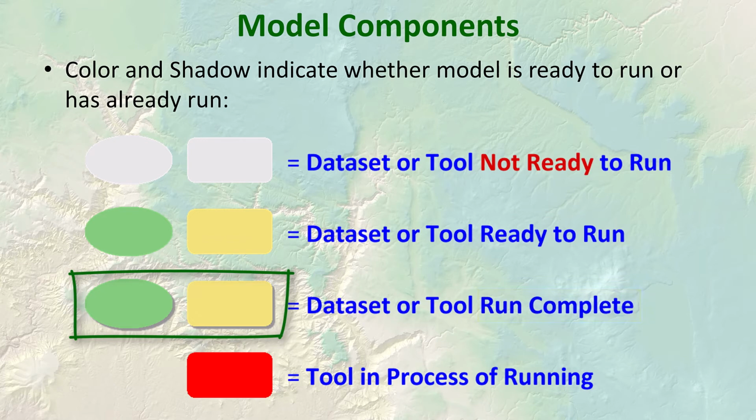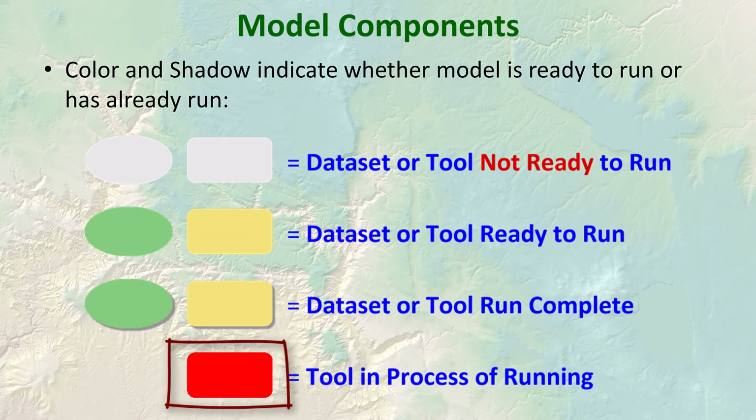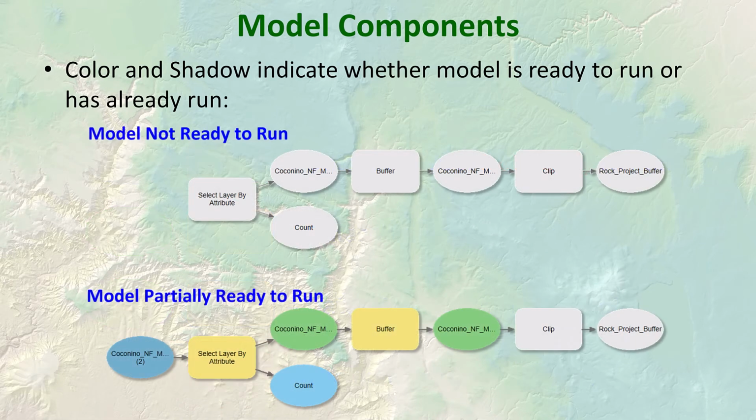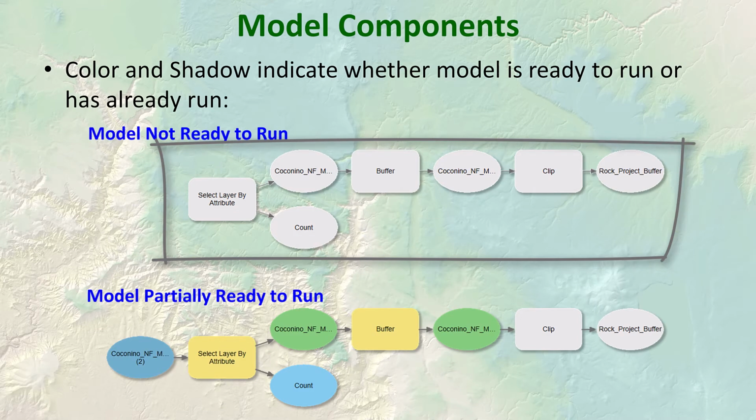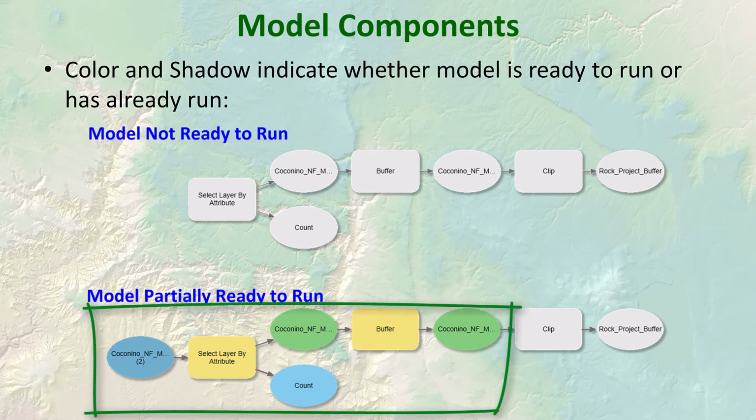So when the model is actually running, the ovals or rectangles turn red as each is in the process of being run. So here are two examples of a model. In the top, we've added all the components, but we haven't set any parameters yet, so that model's not yet ready to run. This is apparent to us by the fact that those are all empty gray shapes. In the bottom, we've set several parameters for the first few functions, and those parts are ready to run, but you can see the clip tool has still not had all the parameters set, and so it's not yet ready to run.